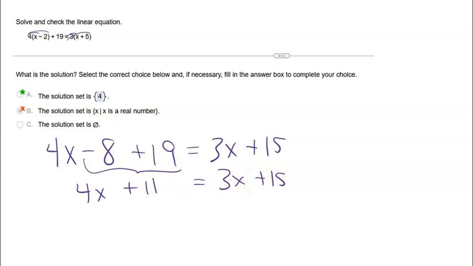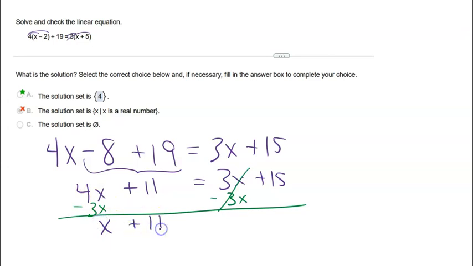What can I do? Well, I need all those x's on the same side of the equation. I can't have some over here and some over here. So to fix that dilemma, I'm going to subtract 3x from both sides. So this 3x minus 3x is gone. And now, 4x minus 3x, I have 1x, which we just write as x. The 11 is still there. 15 on the right. Right? We're almost there. So what do I need to do next? I need to subtract 11 from both sides of this equation.